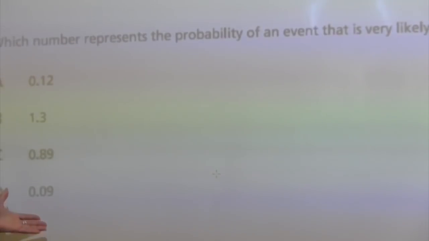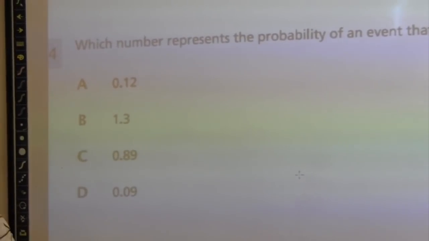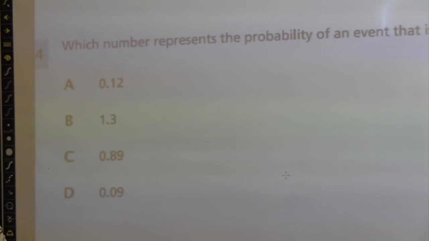Here we have our options for choices. A, 0.12. B, 1.3. C, 0.89. Or D, 0.09.